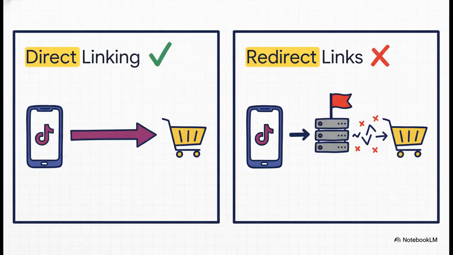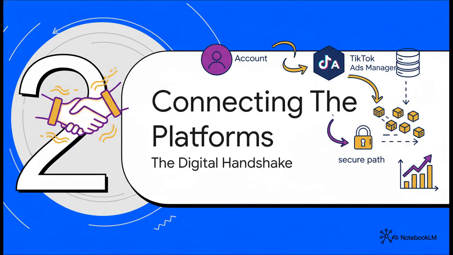Now, before we touch a single setting in the platform, we have to talk about a non-negotiable first step. You absolutely must be using direct linking. Why? Because redirect links can completely break the attribution chain. They get flagged, they get stripped by other systems. For this setup to work reliably, direct linking is mandatory. End of story. Okay, with that out of the way, let's jump into the core platform.